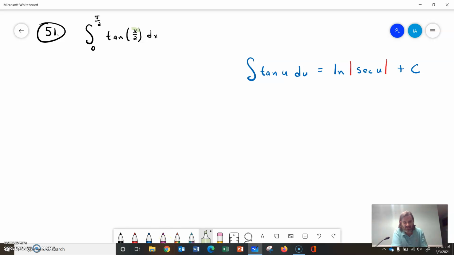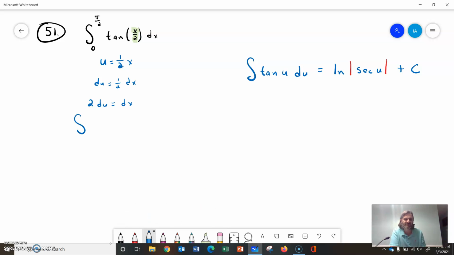So what's in our u position here? Our u position has this x over 2. So kind of like a u substitution, u equals 1/2 x, that's the x over 2. So then du equals 1/2 dx. So in cleaning that up, you'd have 2 du equal to dx. So we'll make a substitution there.